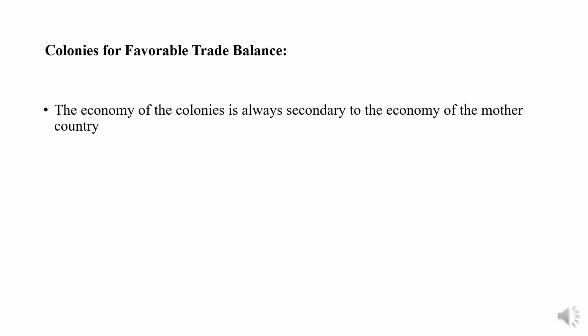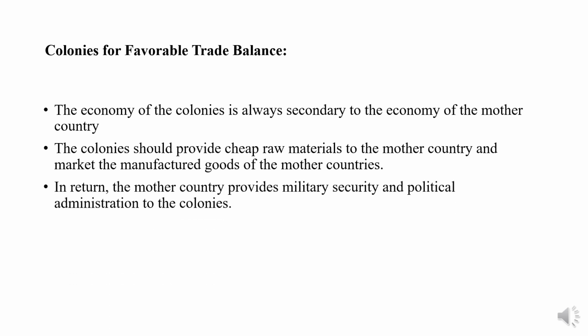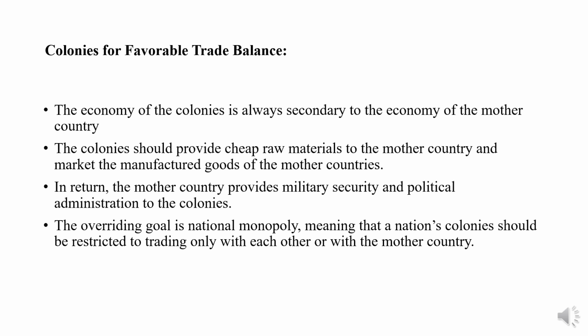The economy of the colonies is always secondary to the economy of the mother country. So the colonies should provide cheap raw material to the mother country and market the manufactured goods to the mother country. In return, the mother country provides military security and political administration to the colonies. The overriding goal is national monopoly, meaning that a nation's colonies should be restricted to trading only with each other or with the mother country.